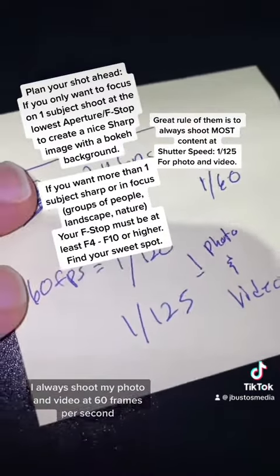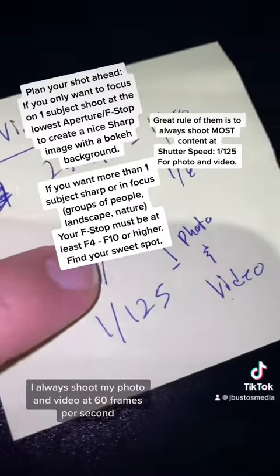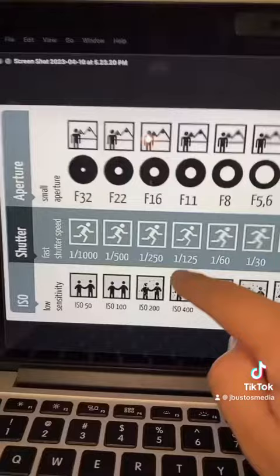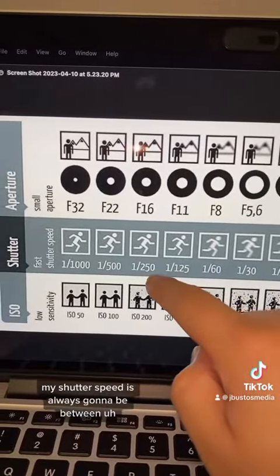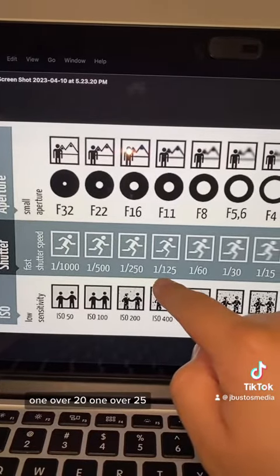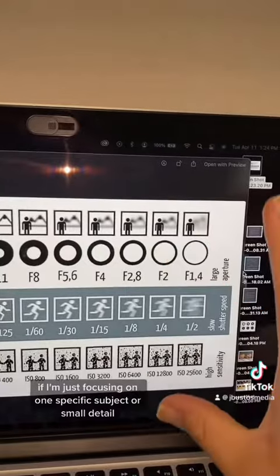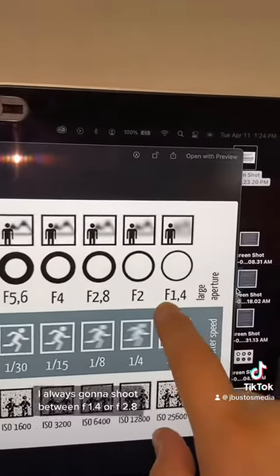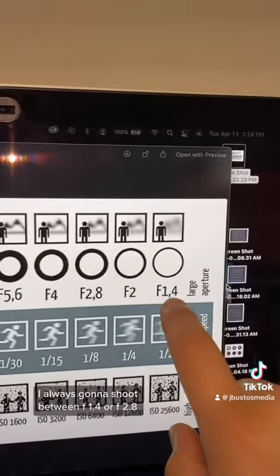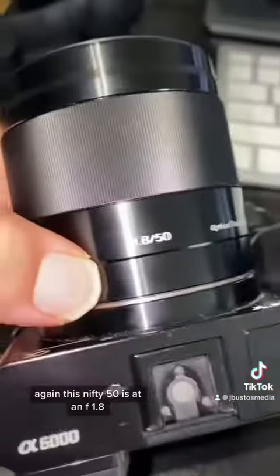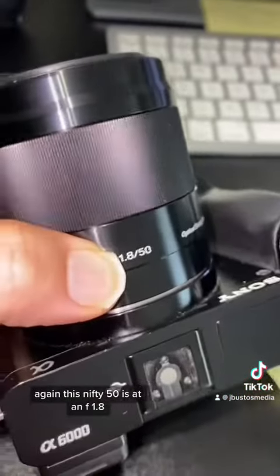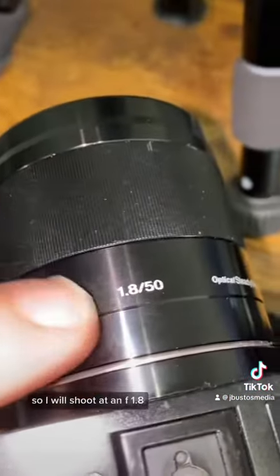I always shoot my photo and video at 60 frames per second, 1/120, 1/125. My shutter speed is always going to be between 1/120 and 1/125. My f-stop, let's say if I'm just focusing on one specific subject or small detail, I'm always going to shoot between f1.4 or f2.8. Again, this nifty 50 is at an f1.8. So I will shoot at an f1.8.